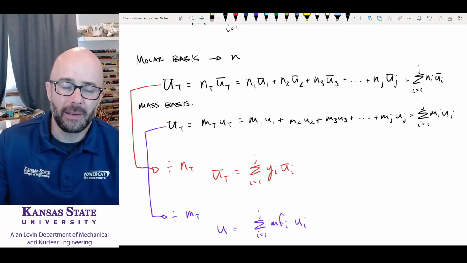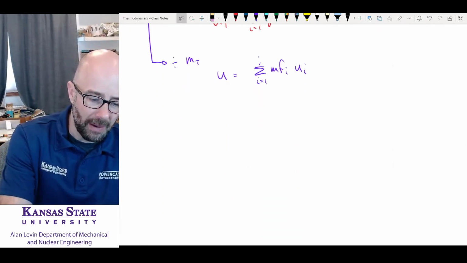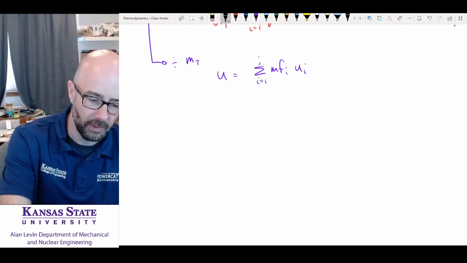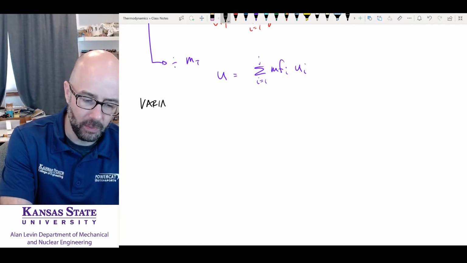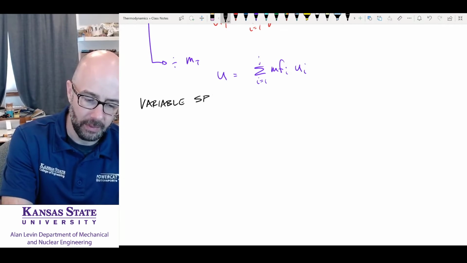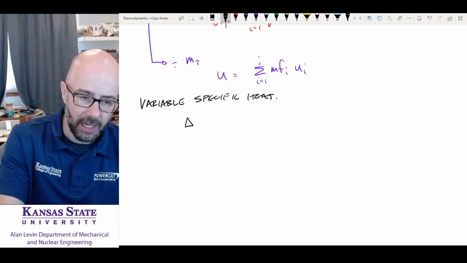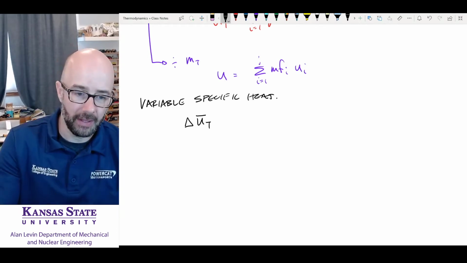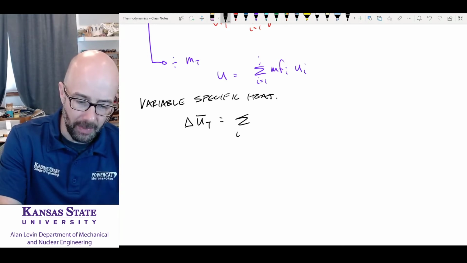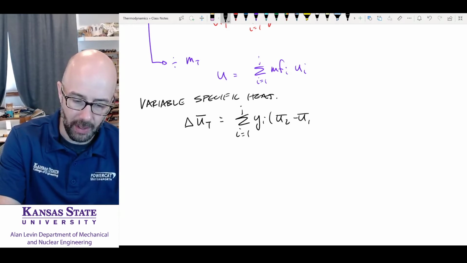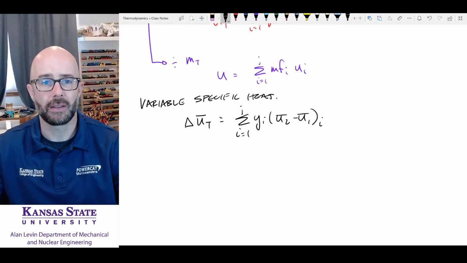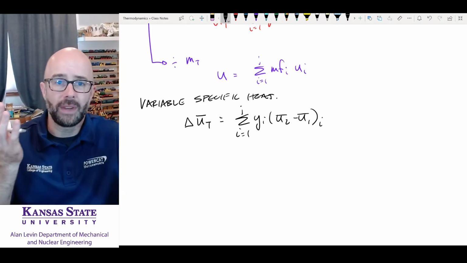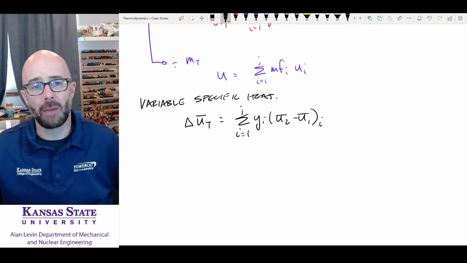Okay, so when we get this all down to that, if we were talking about variable specific heats, we still have to worry about variable and constant specific heat. We can say that the change in internal energy bar total, which means the change of internal energy on a molar basis, is equal to the summation from i equals 1 to j of y_i times (u2 bar minus u1 bar) of each component, which makes sense. If it was 100%, we've done that before, it's just u2 minus u1. That's all the problems we've done in chapter 6 and everything like that.